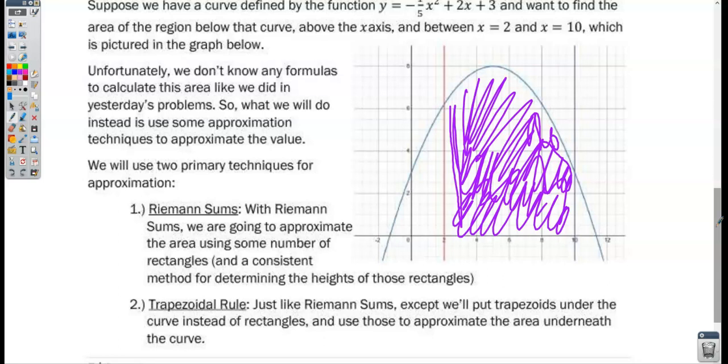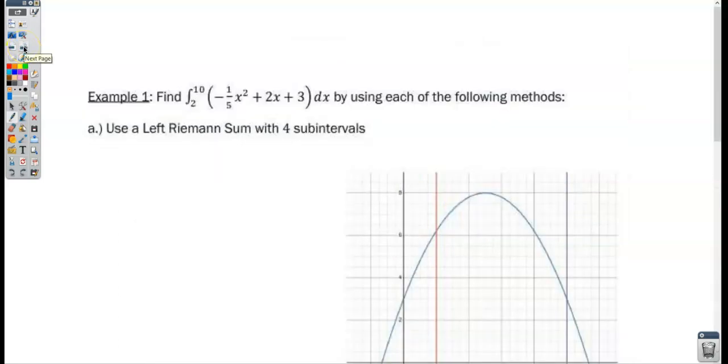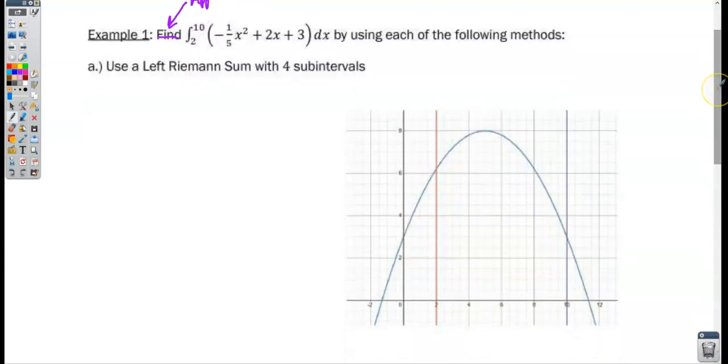All right. Let's go ahead and do this. Example 1, part A, and my word choice is poor here. It's probably not that we're really approximating, "approximating" is a better word choice. We're approximating the integral from 2 to 10 of negative 1/5 x squared plus 2x plus 3 dx, and we'll go through how we do that using all of these methods.